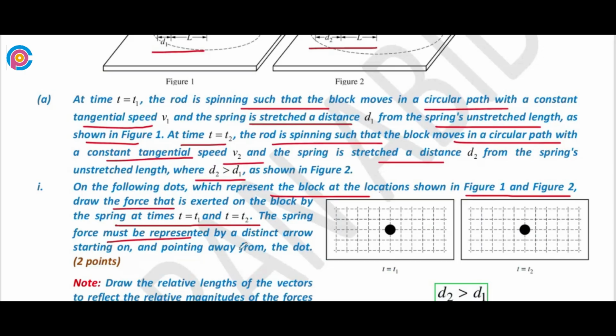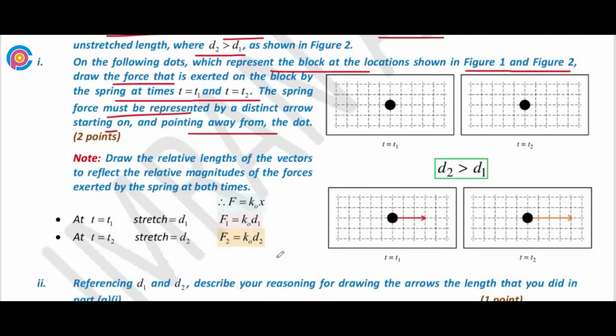The spring force must be represented by a distinct arrow acting on and pointing away from the dot. Draw the relative length of the vectors to reflect the relative magnitude of the forces exerted by the spring at both times. So what happened at t equal to t1? I draw a force which covers three blocks, and at time t equal to t2 I draw the force which covers four blocks.